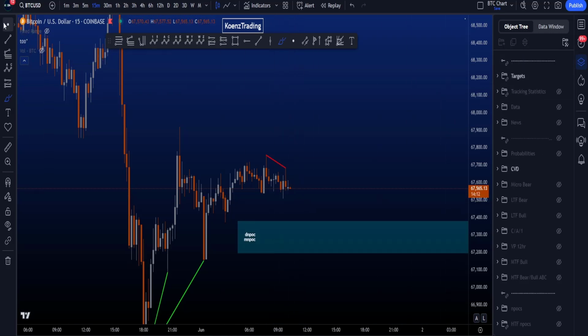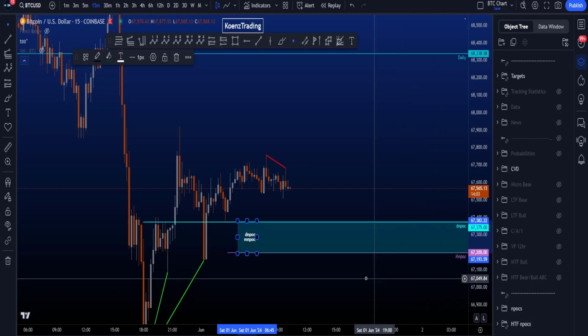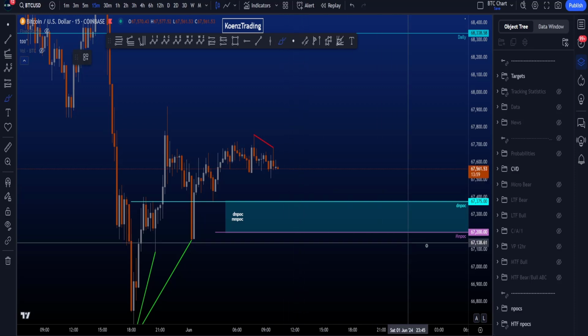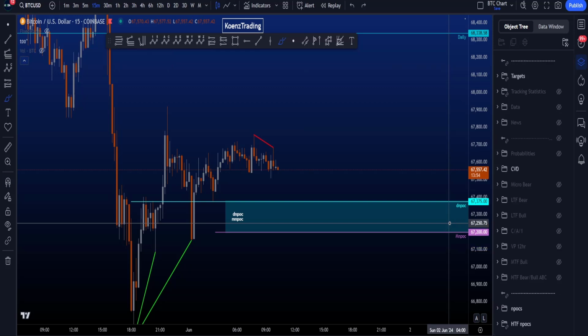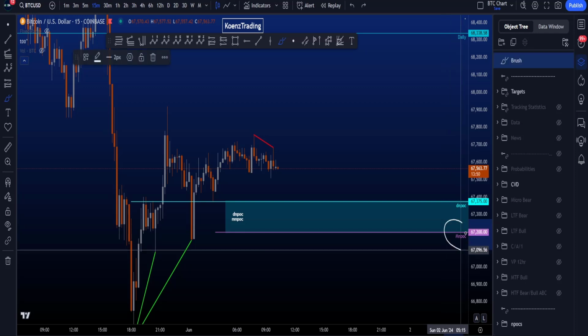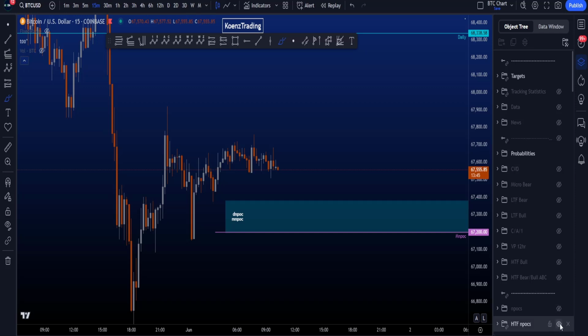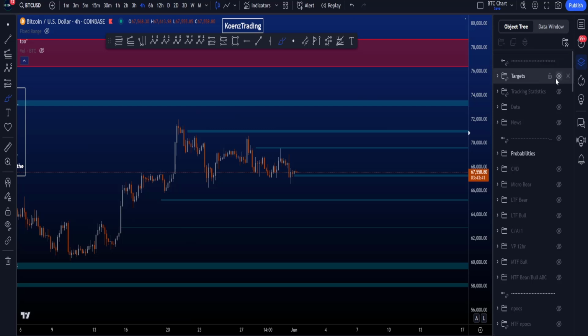We have some local support. We have this blue box here between 67.4k and 67.1k. In particular, we have two levels here, which is the daily naked point of control and the monthly naked point of control. And this is the point of control, the highest volume traded level of the previous month. 67.3k, 67.2k.